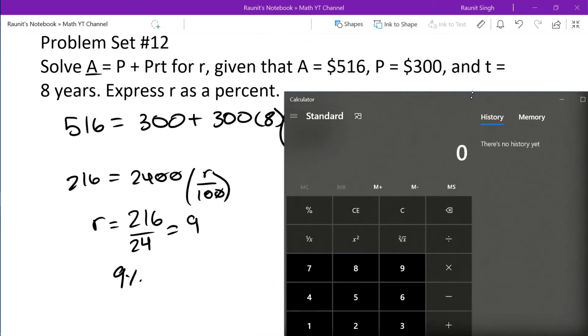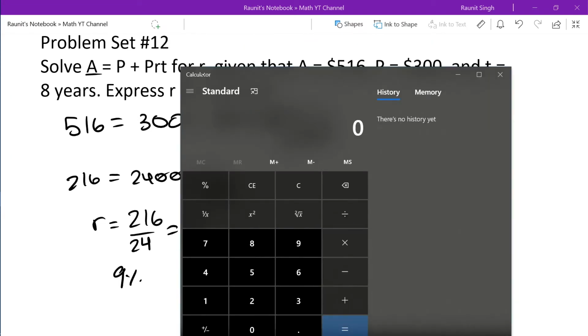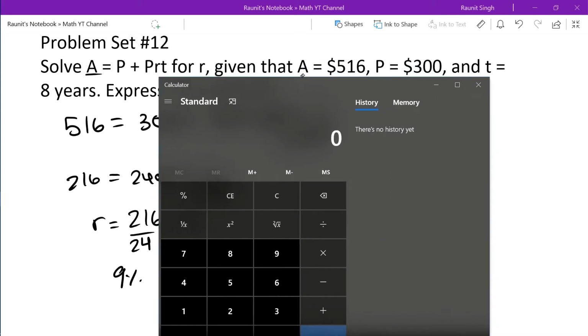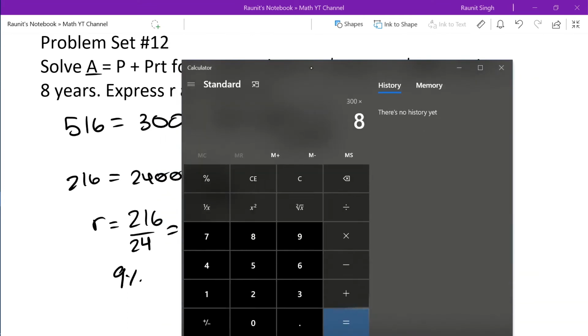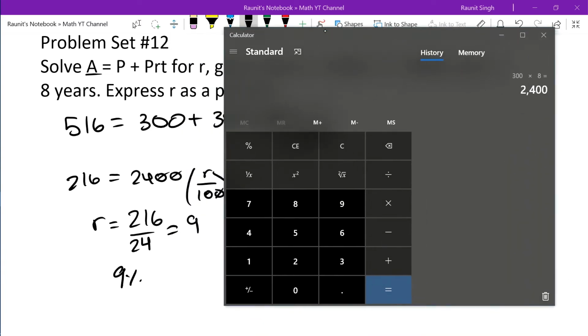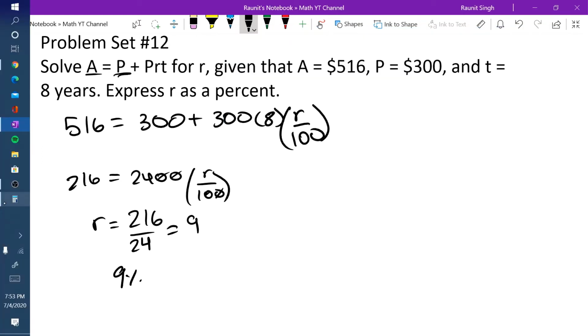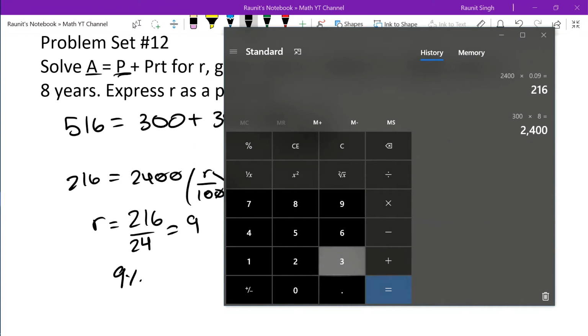So we should do the PRT first. So that's 300 times 8 is equal to 2400, which is exactly what we got. And then now for the R, it is 0.09, since it's 9%. And then we get 216, but we forgot to add the P, which gets us to $516. So our answer is correct.